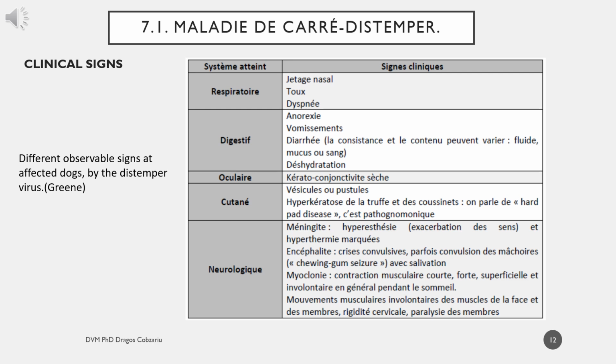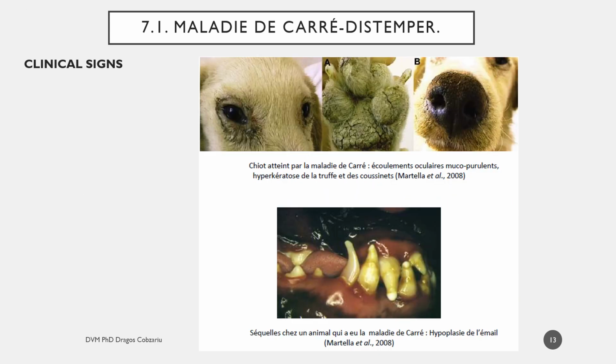Neurological: meningitis with hyperesthesia and hypothermia, encephalitis with convulsive seizures, convulsion of the jaws and salivation, myoclonus as short, strong, superficial, and involuntary muscle contractions during sleep, involuntary muscular movements of the muscles of the face and limbs, cervical rigidity, paralysis of the limbs.